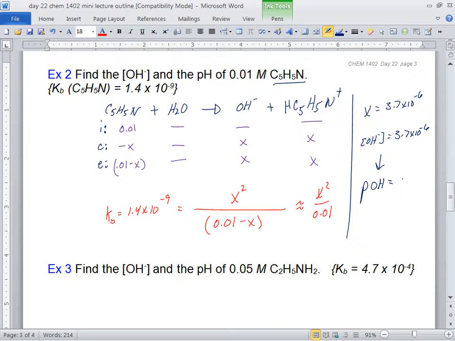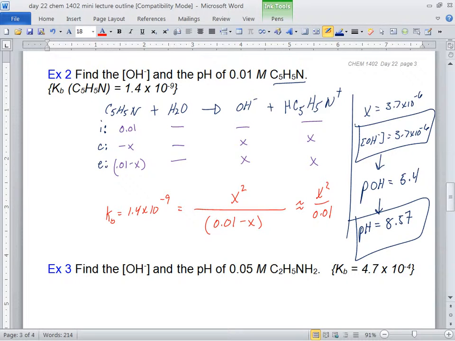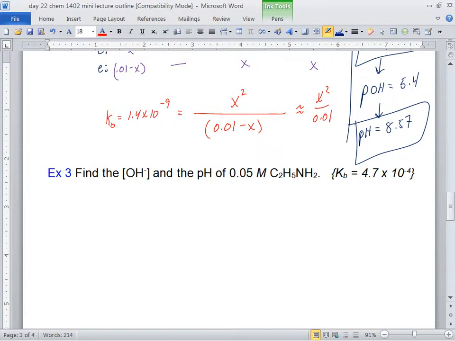Right? 3.7 times 10 to the negative 6. POH is 5.4. So pH is 8.6 or so, 8.57. Yeah, so that's what you used in front of... Okay, okay with that? You should have got about 8.57 as a final answer. The 5.4 was POH, all right? Okay. So try it again.